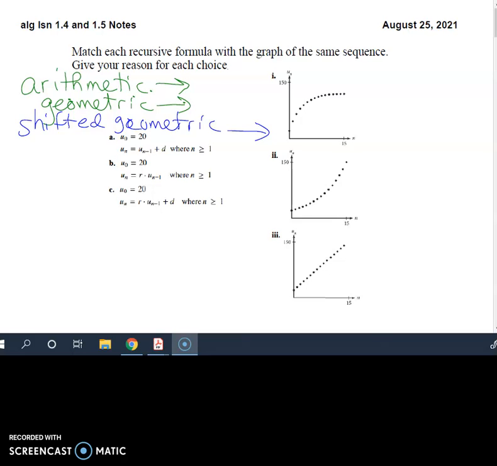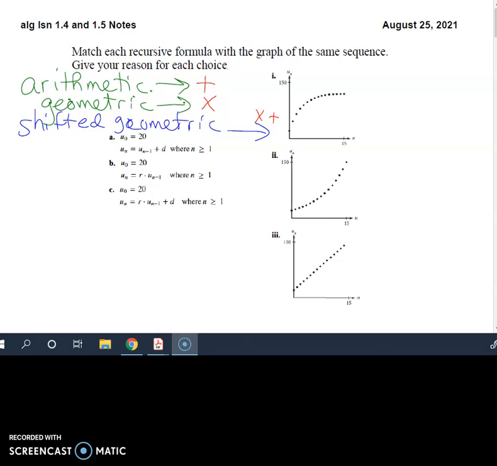So geometrics are always multiplication, arithmetics are always addition, and shifted always have a combination of multiplication and addition. Keep in mind that you might see a subtraction problem instead of addition. Your textbook is kind of inconsistent with the rule here, so just understand that if it says subtract 3, that's the same thing as adding -3.